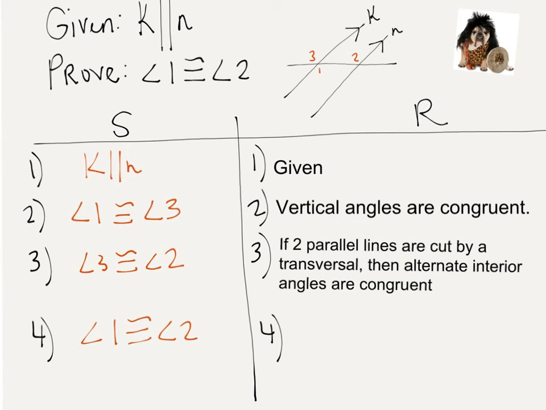Okay, last but not least, why are angle 1 and 2 congruent? Because the congruency is transferring through one to the other. That's the transitive property of equality. And that, my friends, is it.